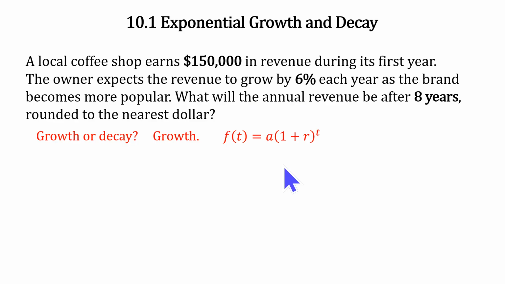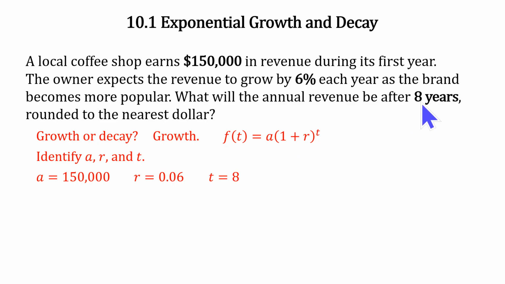So let's identify, we're going to use a times 1 plus r to the t. So we're going to identify a, r, and t. A is our initial investment, $150,000. R is our rate, 6% as a decimal, so it's 0.06. And t is our time, 8 years. Just plug that into the formula, throw that in your calculator, and you'll get around $239,077.